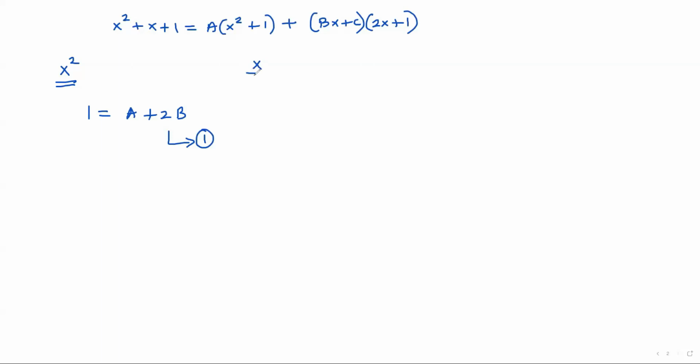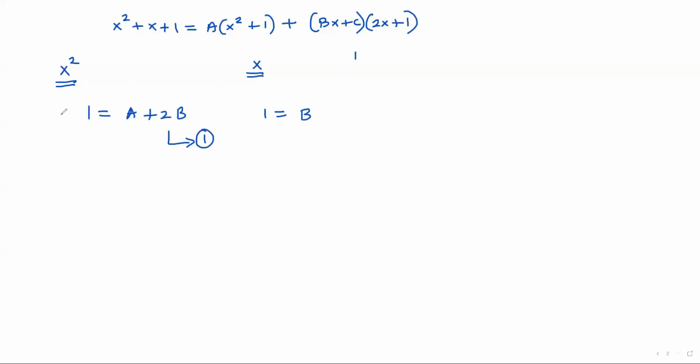Now I'm going to compare the coefficients of x. Here on the left side, there is only one term which contains x. Its coefficient is just 1. On the right side, if I distribute a to x squared and a to 1, I don't get any term which contains x. So now I have to check the second term. If I distribute this bx to 2x, I'll get 2bx squared, but I need the term which contains x alone, not x squared. If I distribute this bx to 1, it will be just bx. Bx times 1 is bx. Here I'm getting the coefficient of x, b.